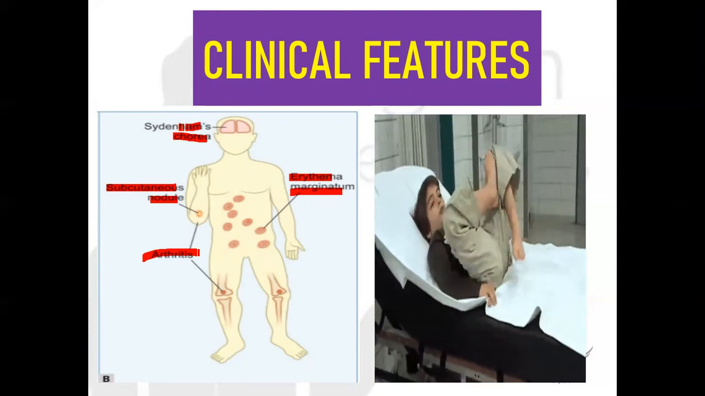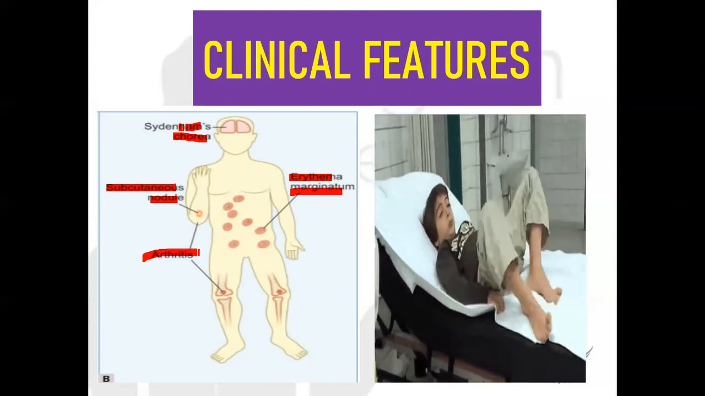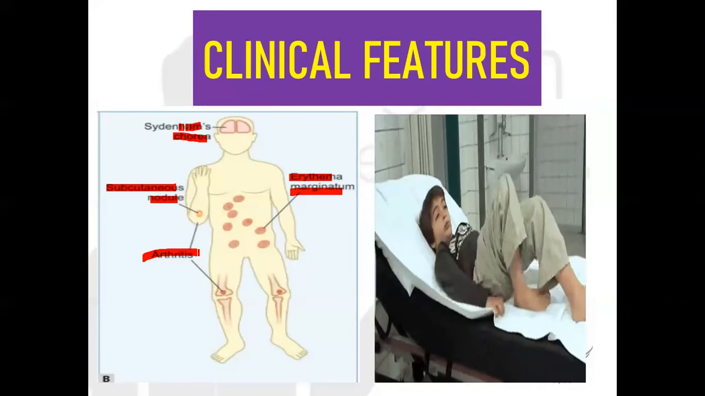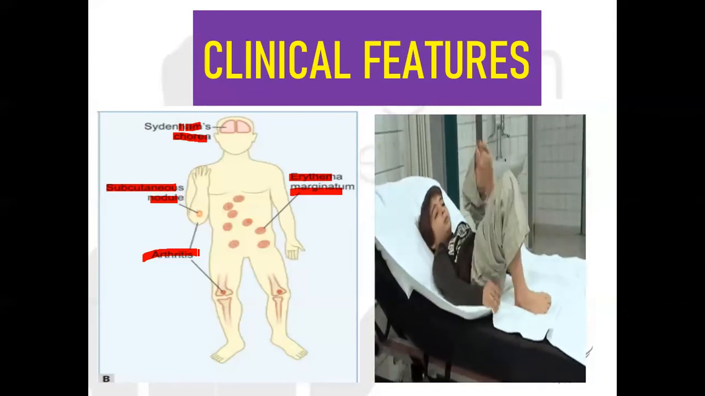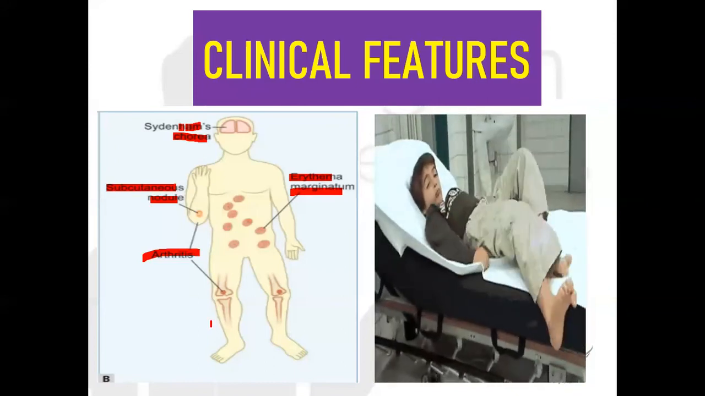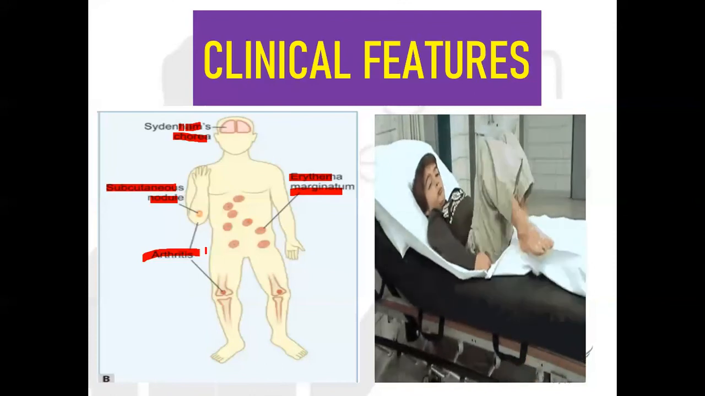Migrating joint pain and swelling can be because of inflammation of a joint, so that is called arthritis. But there it was a migrating joint pain, which means in the first week the patient will have swelling and pain in the knee joint. The second week it can go to the elbow joint.